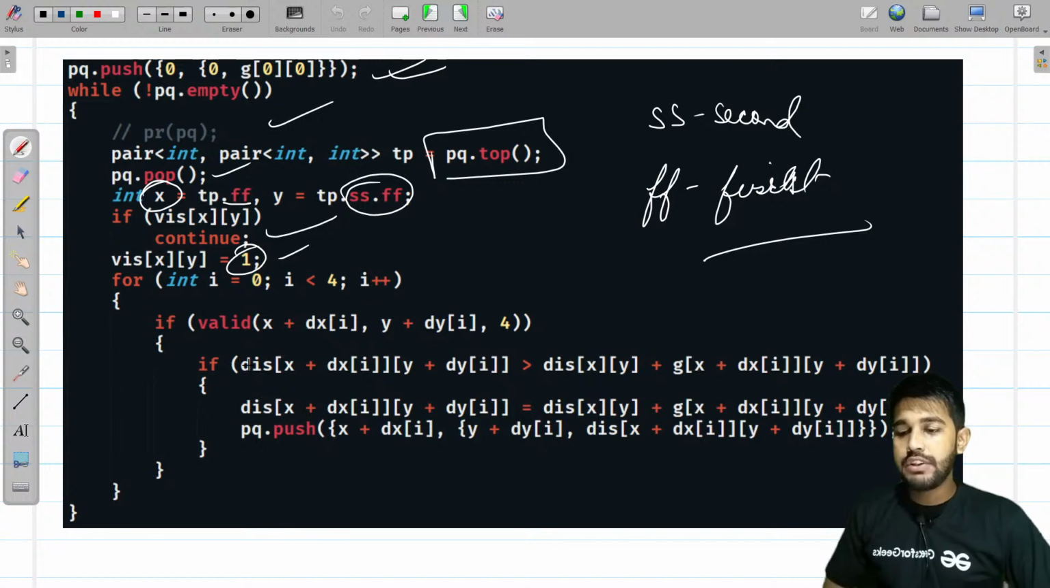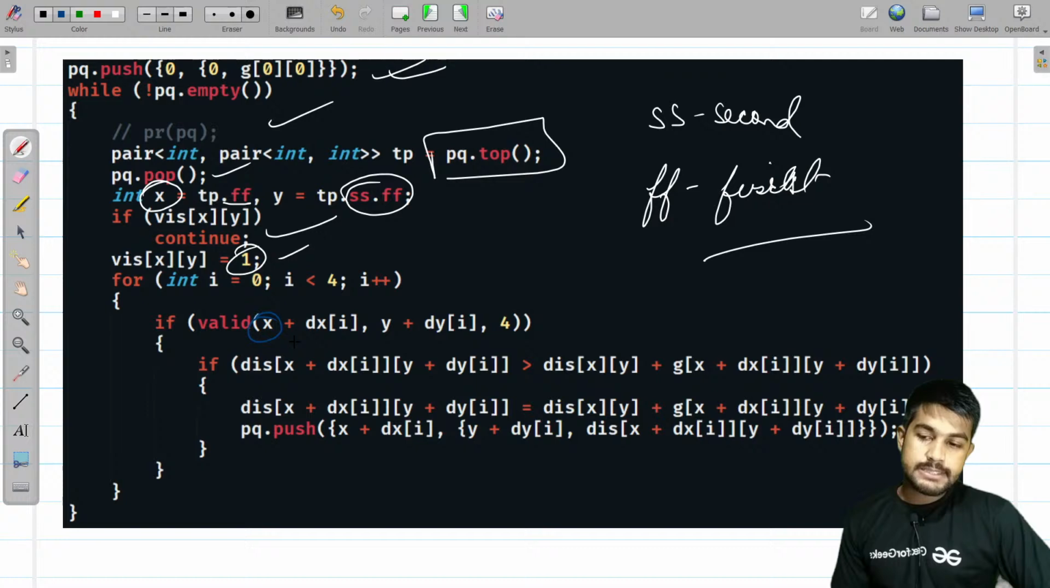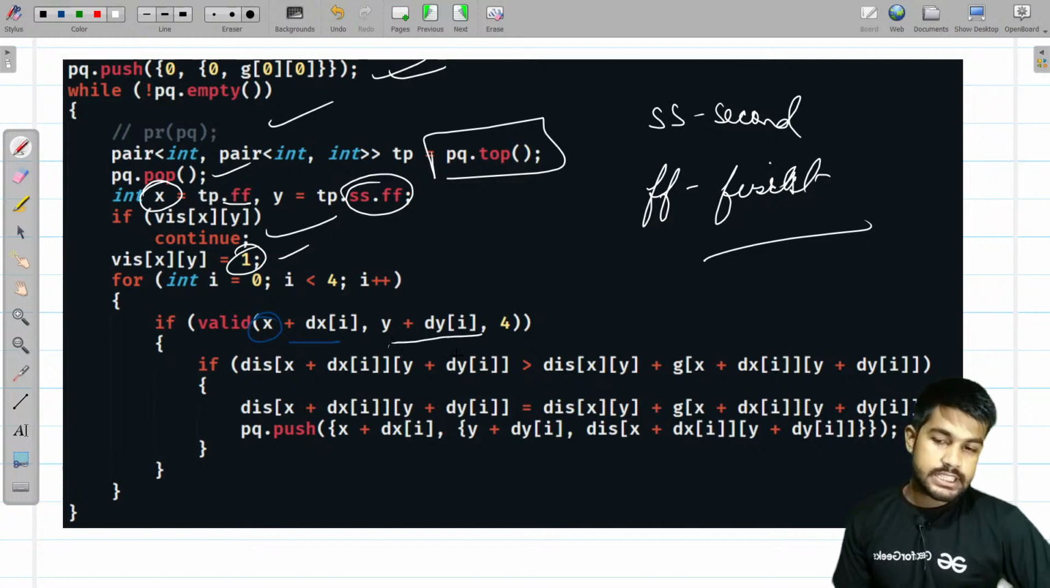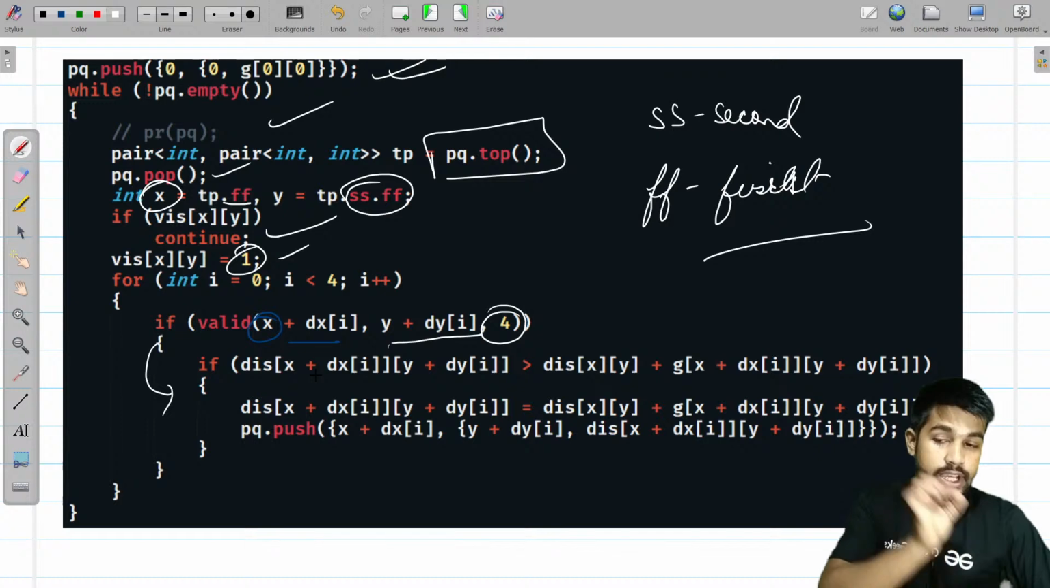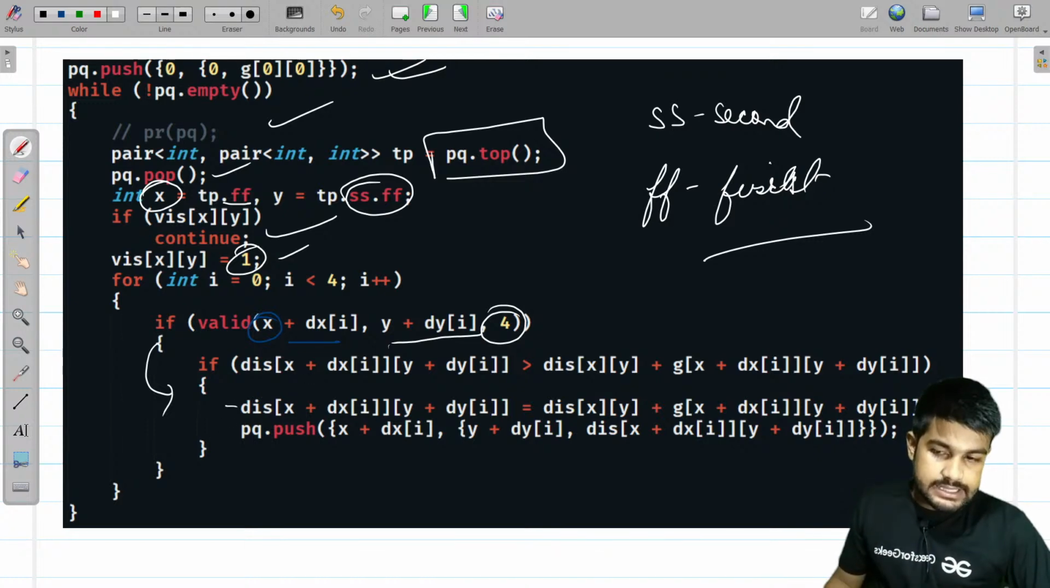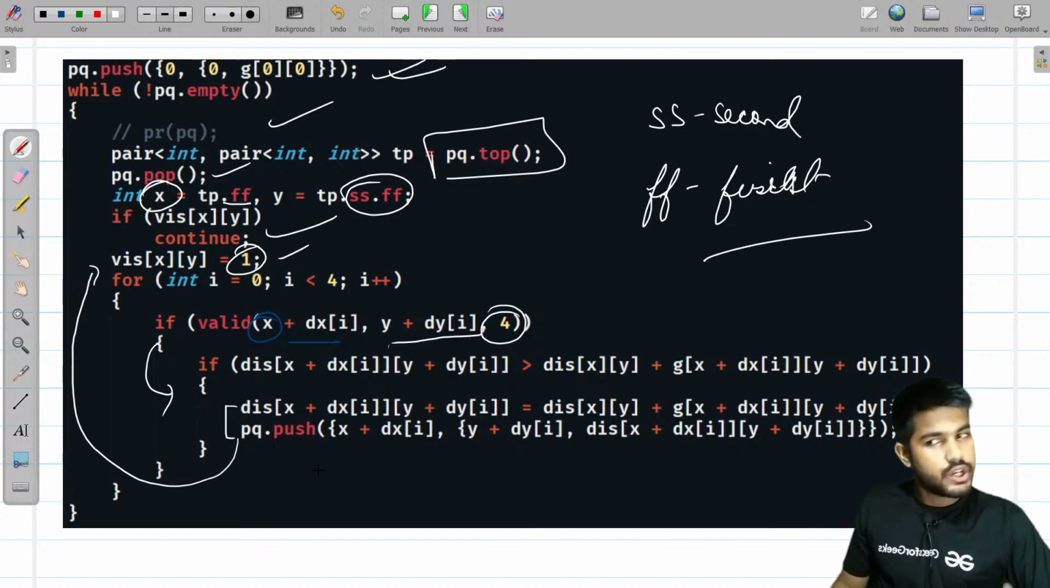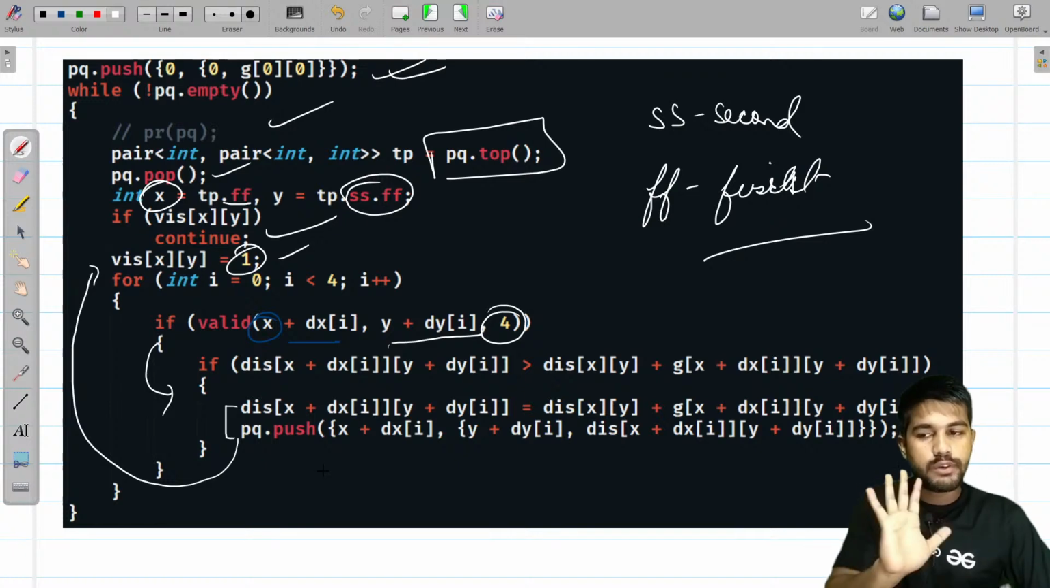So now I am doing the same thing. We check is valid for x plus dx[i] with y plus dy[i] and the bounds of 4, which checks whether it is on the boundary or not. If it is valid, then we come to this position. Now if the distance of the next node is greater than the distance of that node, then we relax it. After relaxing, we push it to the priority queue. This is what Dijkstra tells us. This is the code. Now I would be showing you the full code.